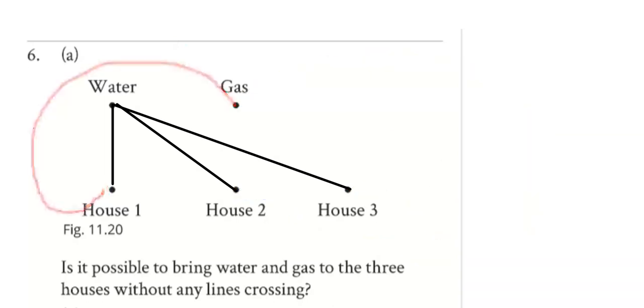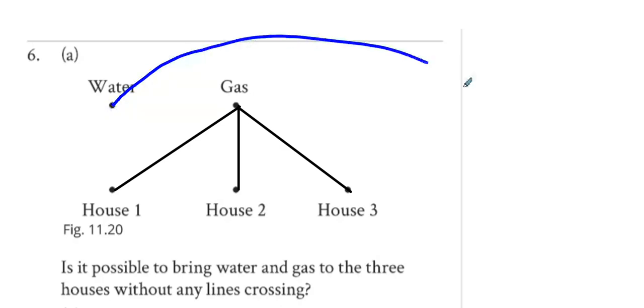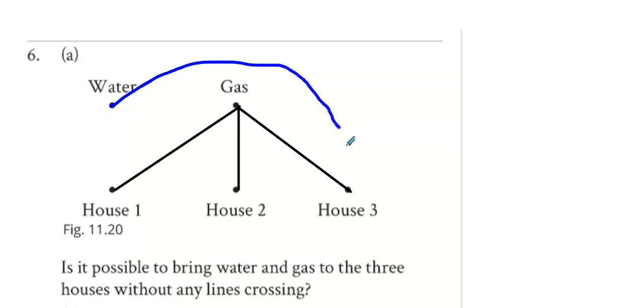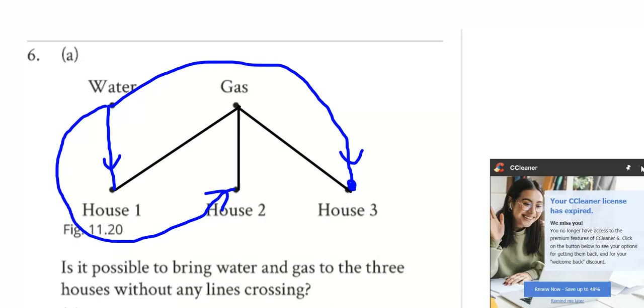There could be another way where instead of linking the water up first, we link up the gas, because the gas seems to be a bit more central looking than the water. And we can link the water all the way around house 3. Actually, it doesn't need to be that long. There you go. Then we can bring the water to house 1 directly under, and then go all the way under to house 2. And that's another way of doing the exact same thing.